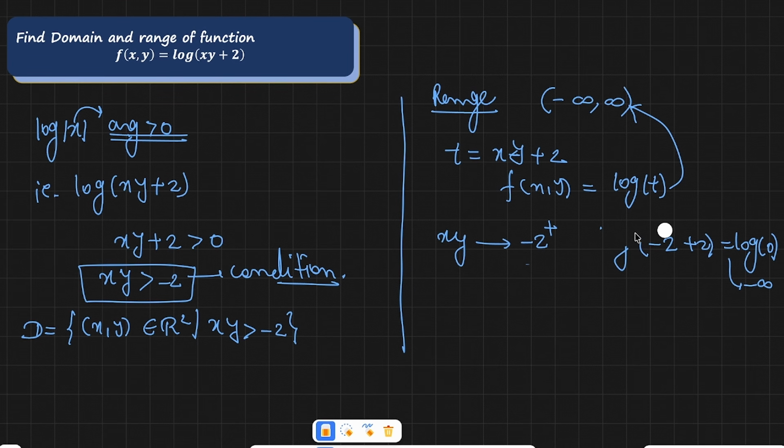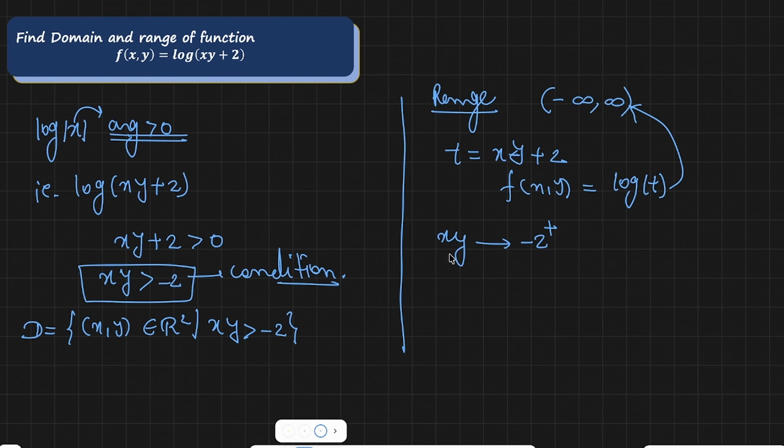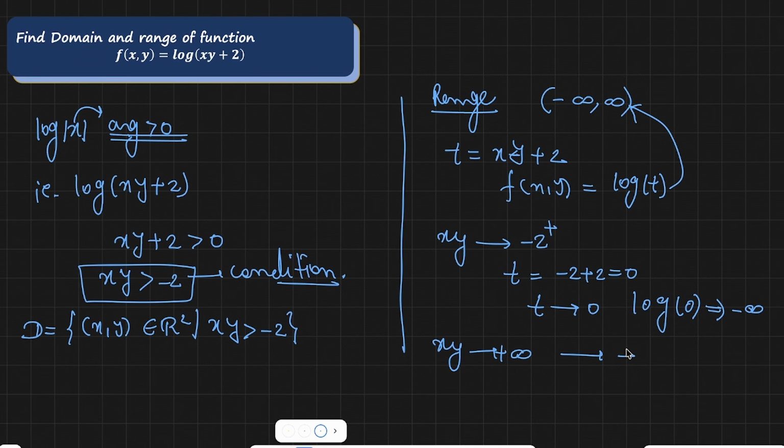So if you are taking, let's say z positive, so x into y is equals to minus 2. So what is the t? t is equals to minus 2 plus 2, t is equals to 0. It means your t tending to 0. If your t tending to 0, which is log of 0, and which is something minus, because you are going on the positive side, this is minus infinity. Okay, and if you take this as plus infinity, this will be plus infinity.